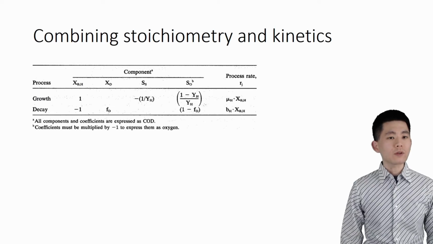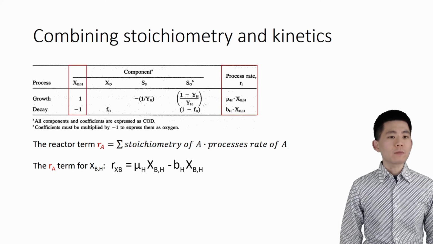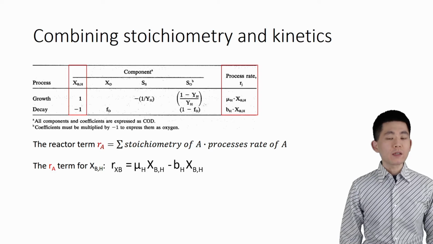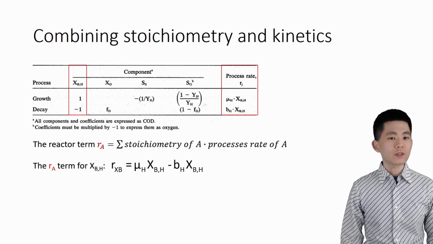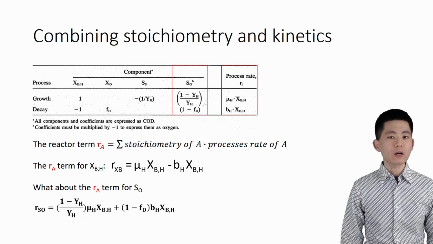We can use this matrix to find the reaction term in the mass balance, Ra, for each component. It is the sum of the products of stoichiometry and process rate for component A in all the processes. For example, the reaction term for biomass XBH is mu H XBH minus bH XBH. The minus sign comes from the -1 stoichiometric coefficient for the biomass in the decay process. We can do the same for the reaction term of oxygen requirement, SO.